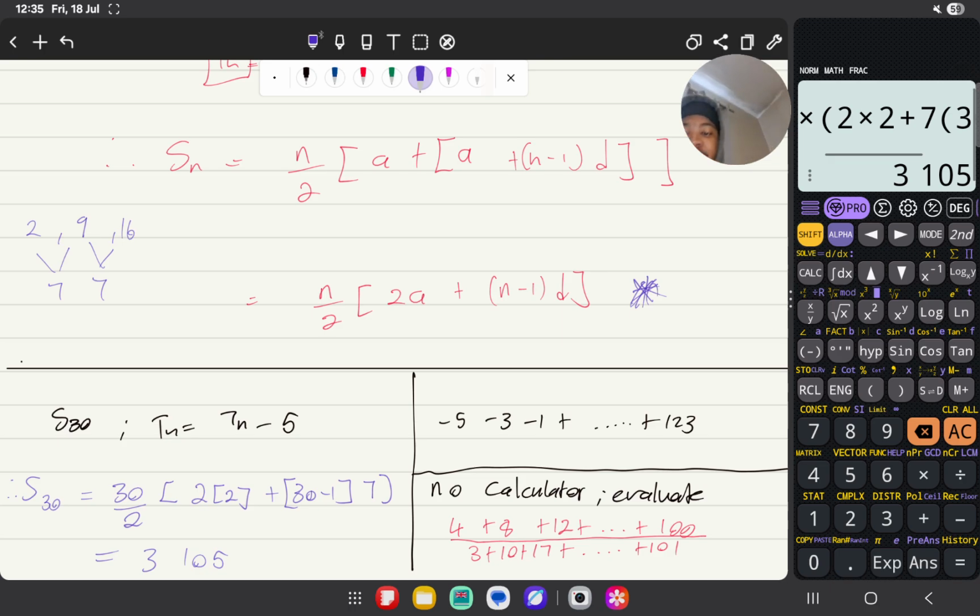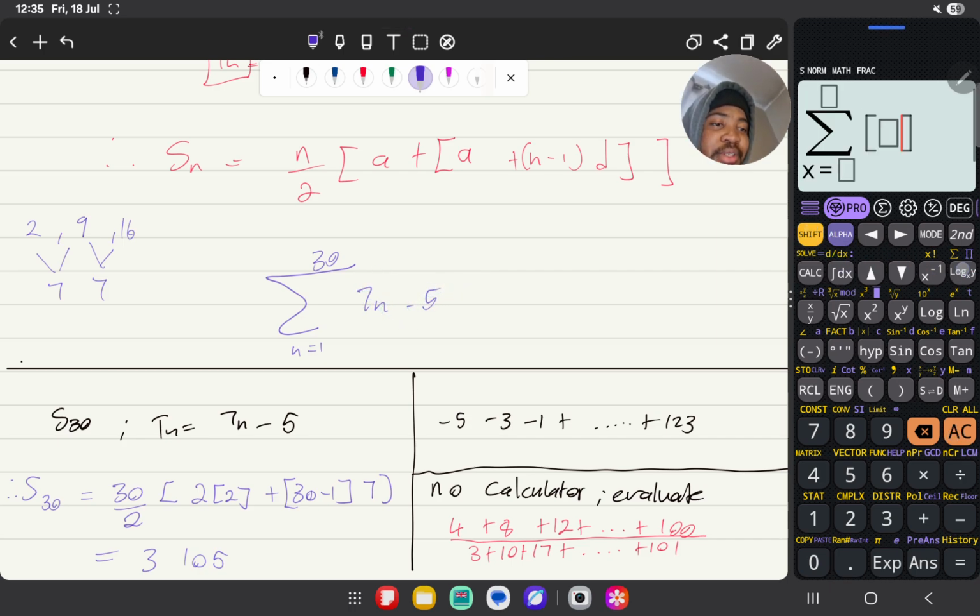So if I try to put this in sigma notation, right, it's gonna be something like this. I'm starting from n equals 1, and then I'm going all up to 30, and I'm adding 7n minus 5. Right? So let's see. 7x minus 5. I'm starting from 1 going up to 30. Voila, 3105. Cool stuff.